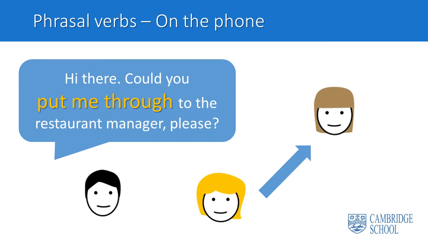So put me through, that's a phrasal verb and it means to connect me with the person that I want to speak to. In this case, the restaurant manager. And notice that the pronoun me is in the middle between the verb and the particle. So could you put me through to the restaurant manager, please?